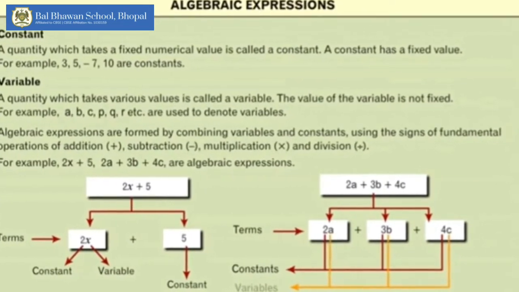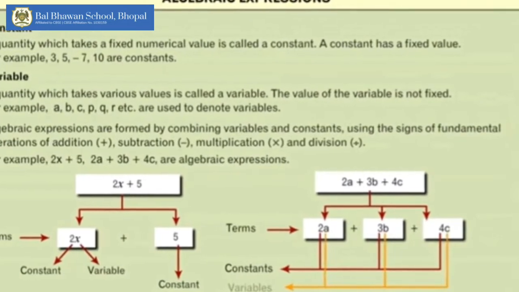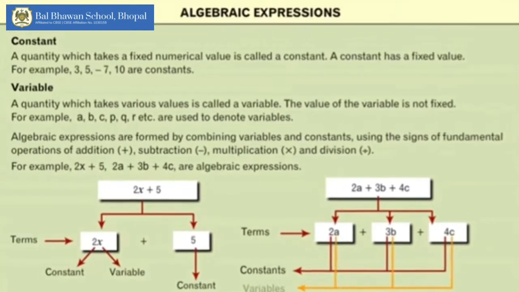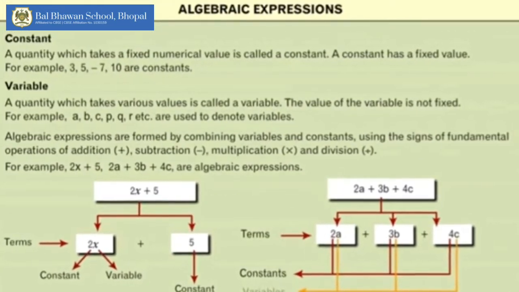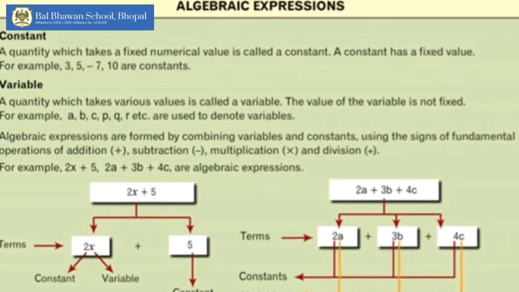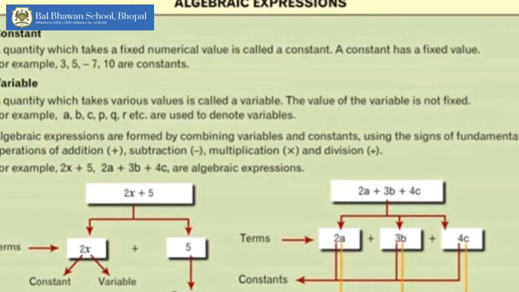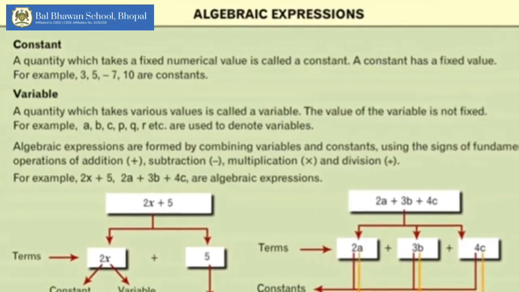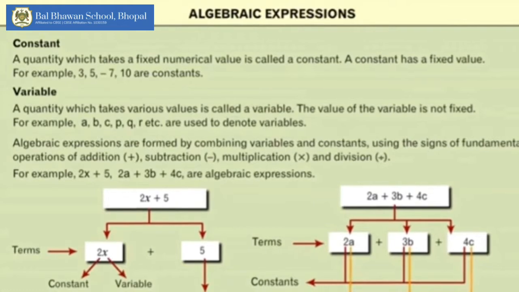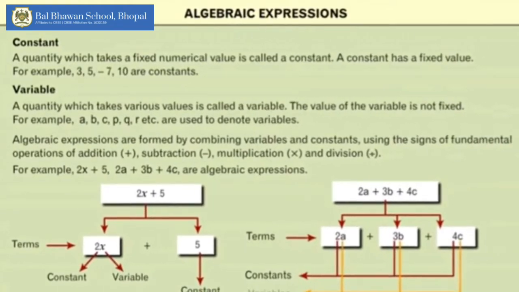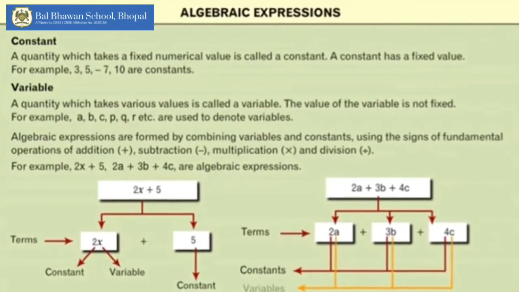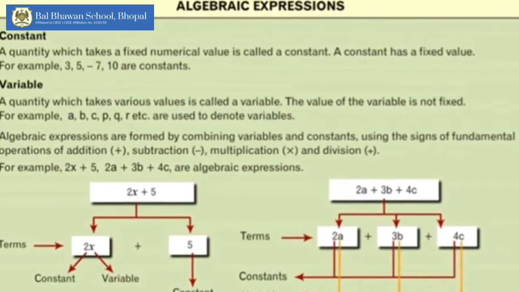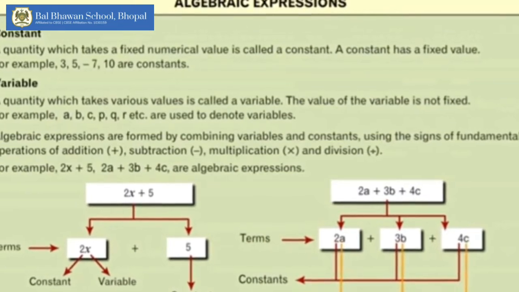Variables. A quantity which takes various values is called a variable. The value of the variable is not fixed. For example, a, b, c, p, q, r, etc. are used to denote variables. Algebraic expressions are formed by combining variables and constants using the signs of fundamental operations. For example, 2x plus 5, 2a plus 3b plus 4c are algebraic expressions.